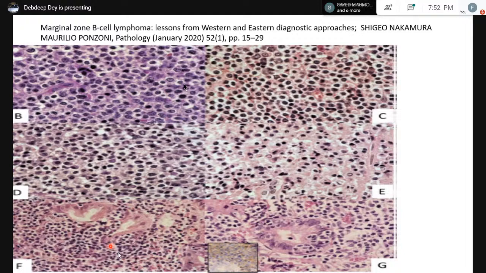Then there are the classical lymphoepithelial lesions. This is in a MALT lymphoma, however, this is in a follicular lymphoma. So lymphoepithelial lesions can also be found in follicular lymphoma and in mantle cell lymphoma. So it is not a criterion to diagnose marginal zone lymphoma, but it does help in establishing the neoplastic B cell process.